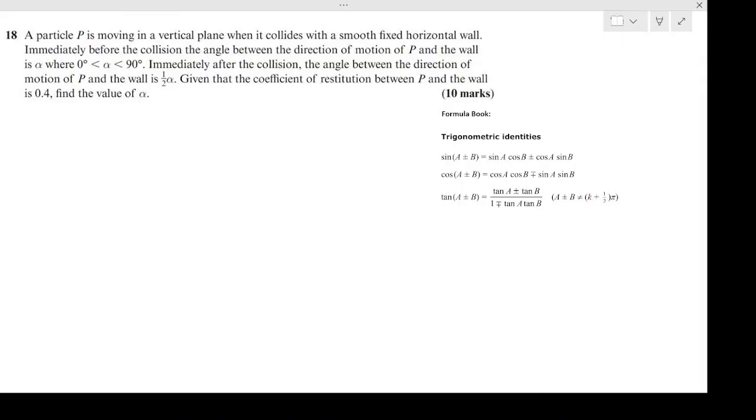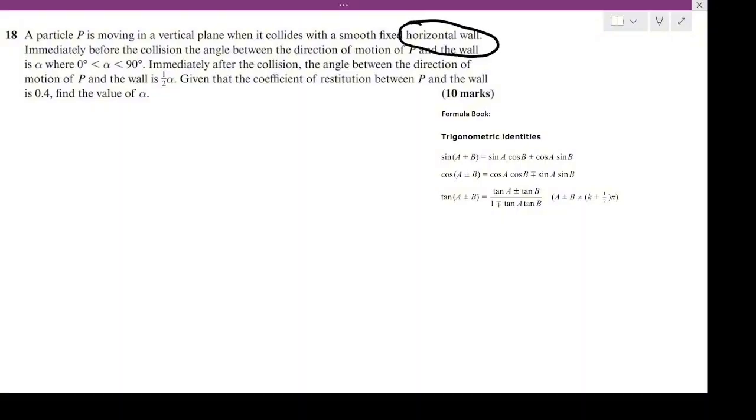A particle P is moving in the vertical plane when it collides with a fixed horizontal wall. Immediately before the collision, the angle between the motion of P and the wall is alpha. So the angle before is alpha, basically. After the collision, the angle is now a half alpha. The coefficient of restitution is 0.4, and we need to find alpha. So again, at the end of the day, essentially the situation is the same. So we've got a horizontal wall. So there's going to be a wall that's horizontal like this.